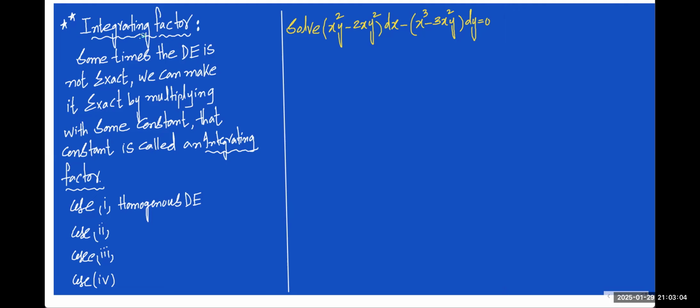Okay, so let me go for the solution. The minus is there, so the n value should be negative. Now x square y minus 2xy square, this is our n value. We should multiply with the minus sign: minus x cube plus 3xy square. Now let me check our condition of exactness.